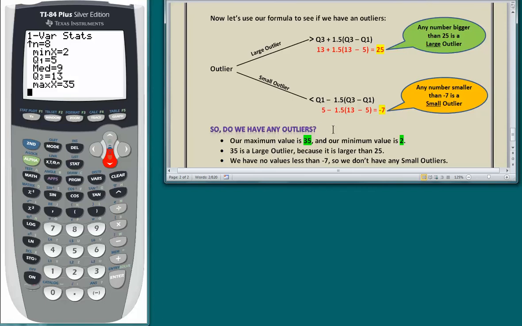So, do we have any outliers? Let's look at what we've got. Our maximum value is 35. There's the 35 in the calculator, and our minimum value is 2. Well, 35 is a large outlier because it is larger than 25. Remember, we said up here any number bigger than this 25 is a large outlier. We have 35, so it is an outlier.